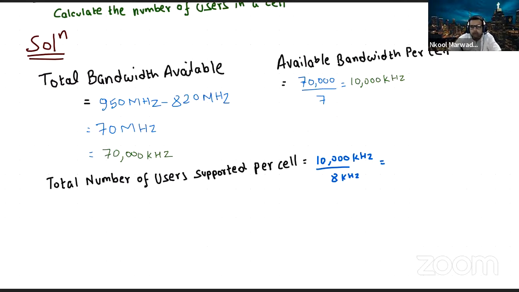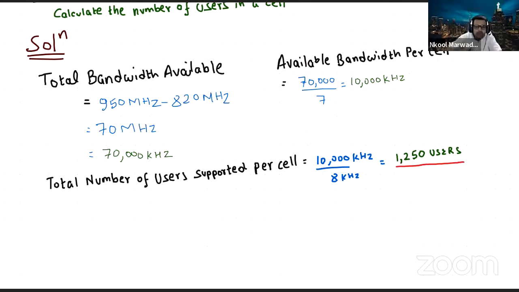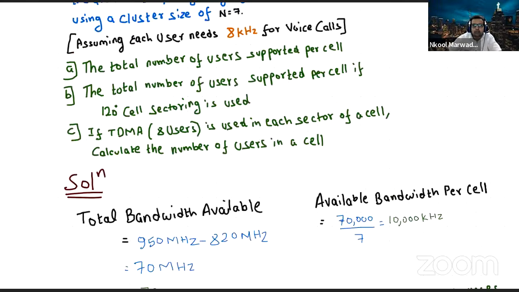It will be 1250. So this is the first answer, the answer for part A: total number of users supported per cell. Now in part B, they are asking for the total number of users supported per cell if 120-degree cell sectoring is used.